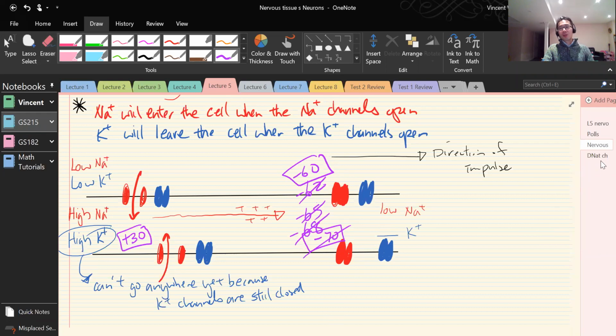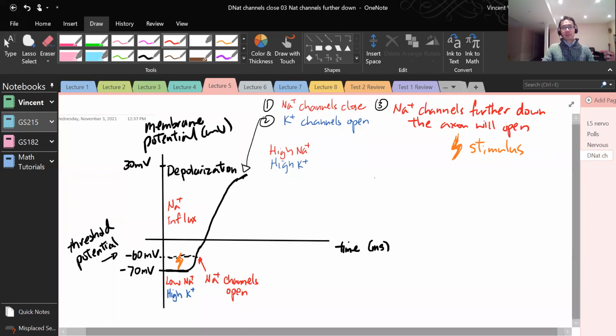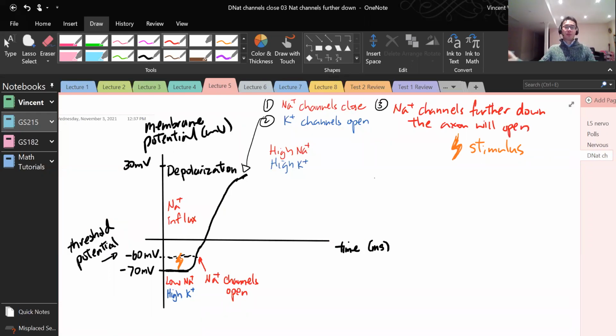All right, so the third thing that will happen in our lovely graph here is that the sodium channels of our current section will close. Sodium channels further down the axon will open, allowing the signal to go forward.